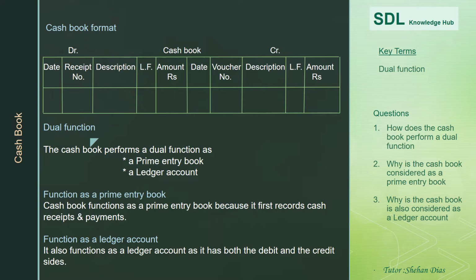Now the cash book performs a dual function, that means as a prime entry book and as a ledger account. So how does it perform a dual function? As a prime entry book, it first records all the transactions in sequential order. Then as a ledger account, it also records the debit and credit details. So it has both debit and credit side in the cash book.